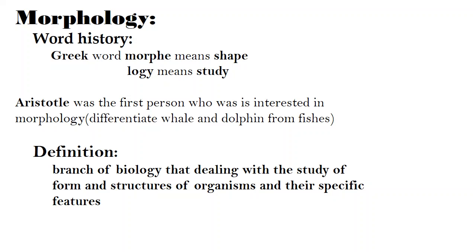So if we define morphology, it is the branch of biology that deals with the study of form and structure of the organism and their specific features. Form means the physical appearance of the organism, structure means the internal structure of that organism, and specific features means the function related to that form and structure of the organ. These three concepts, physical appearance, internal structure, and function related to that physically appearing organ or body part in an organism, are studied in morphology.